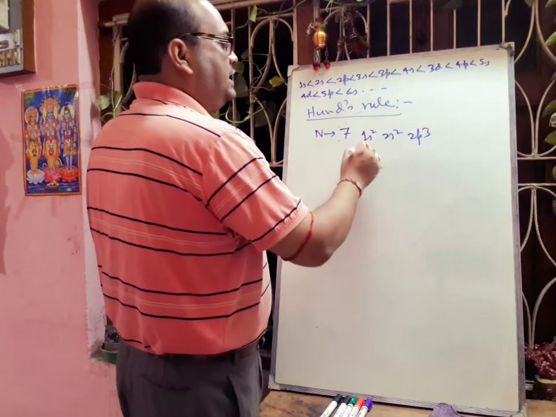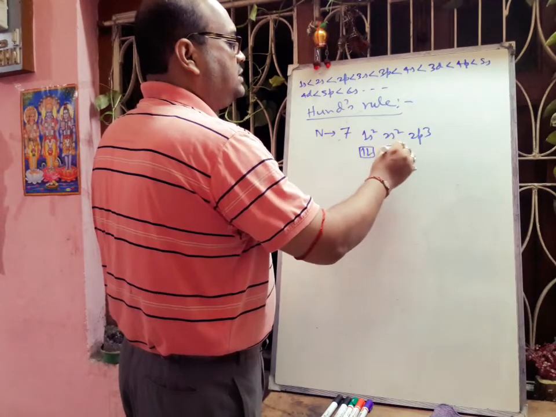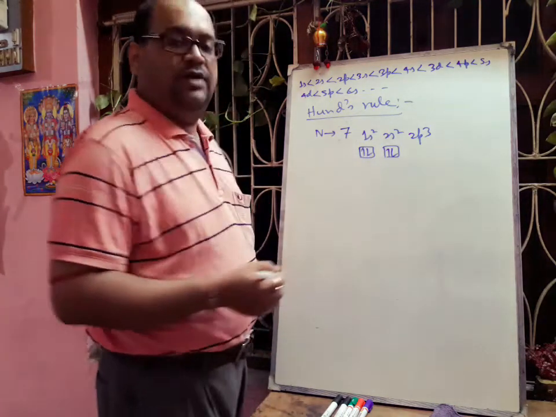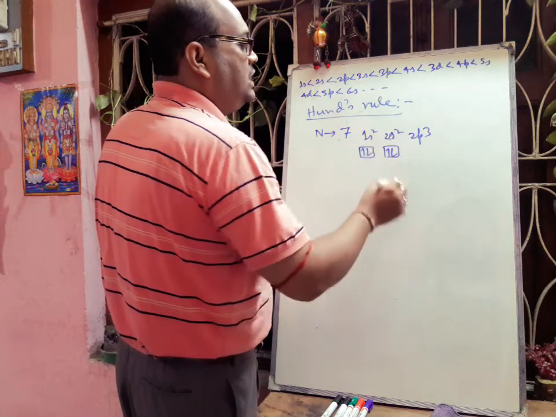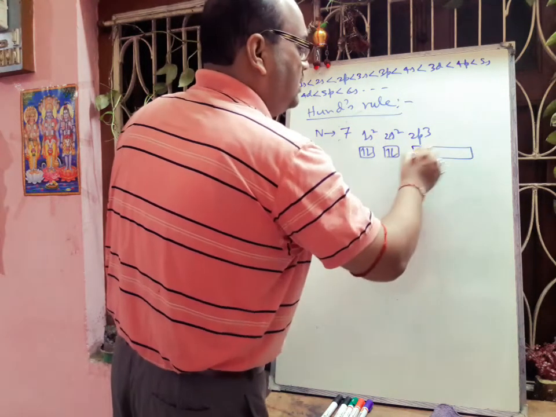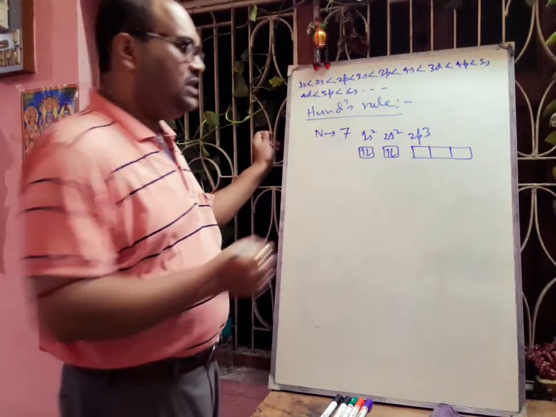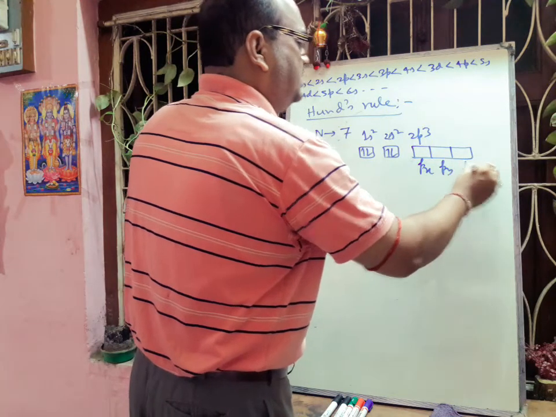Now in case of 1s and 2s, there will be no problem. In 1s, 2 electrons are there, one is plus half, another is minus half. And in case of 2s, only one energy is present. There is no degeneracy, but in case of p, there will be 3 degenerate orbitals, px, py and pz.